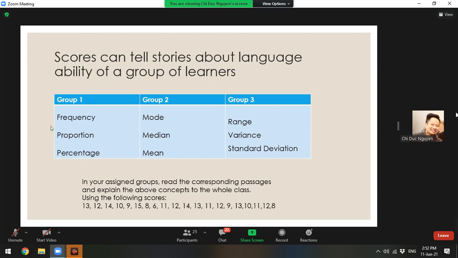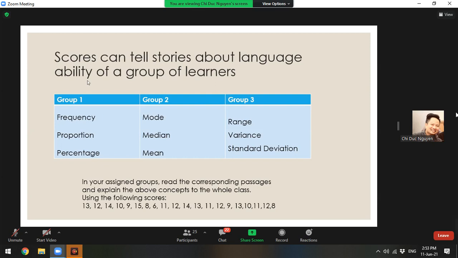So the frequency will give you an overview of the relationship between the difficulty level of the test and the target abilities of the group of learners. So instead of looking at one single student, now we can have an overview of the target ability of the whole group.